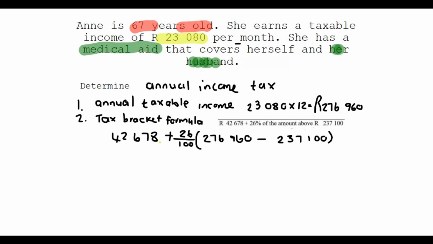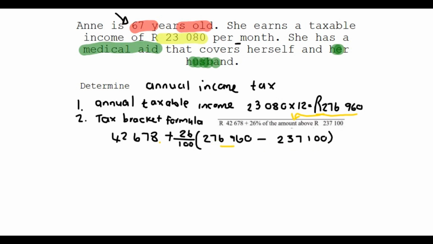So her annual amount is 276,960. That amount gets plugged in the formula where it says amount. And then you say that amount minus this 237,100. Where do we get this from? It's from the tax table, okay? So that's always going to be given. But the number in yellow will differ depending on what your previous step gave you.